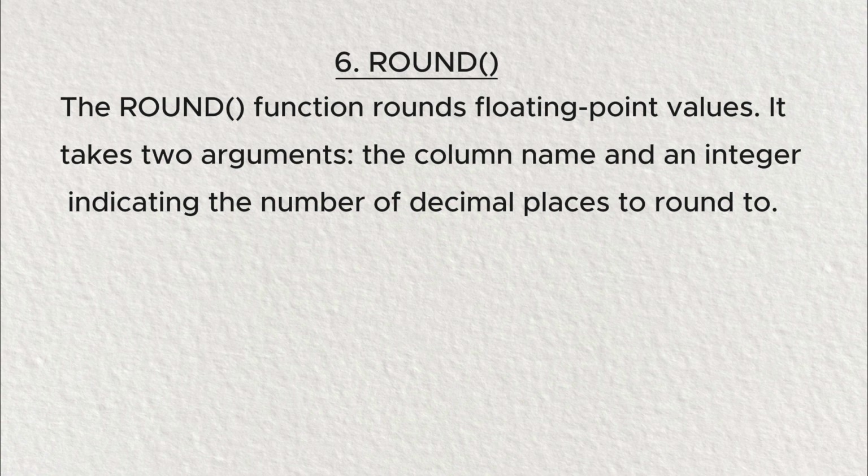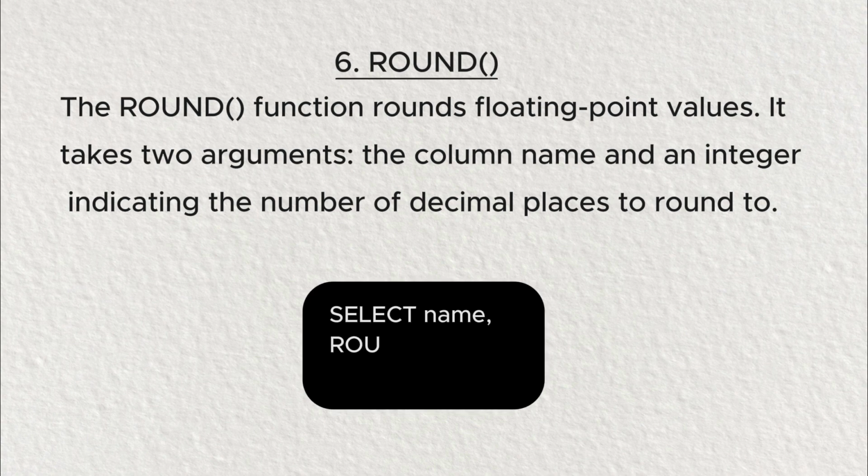The round function rounds floating point values. It takes in two arguments. The first is the column name, and the second is an integer indicating the number of decimal places you want to round it to. In this query, we select the name column, and in the round function, we select the price column and round it to one decimal place.